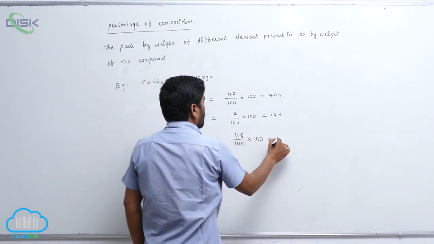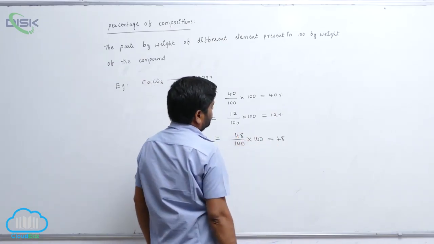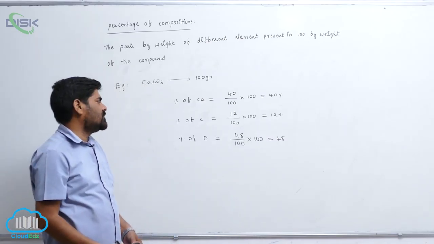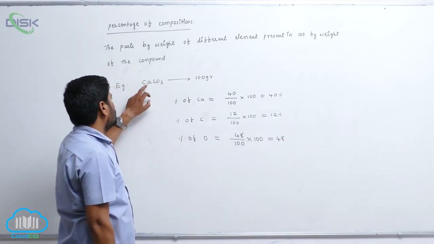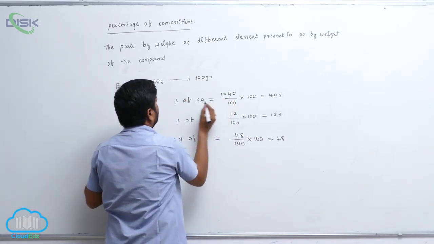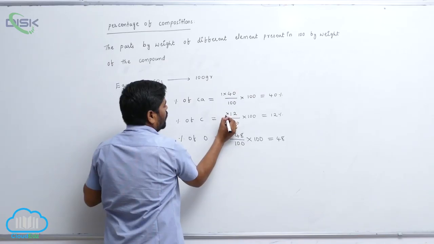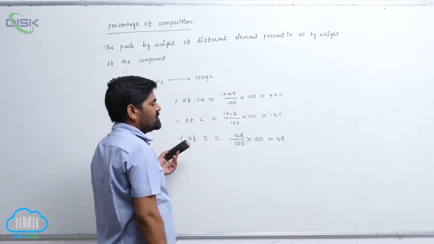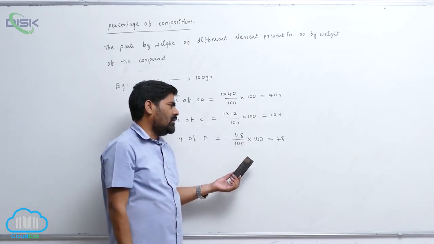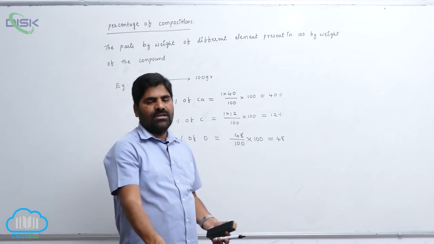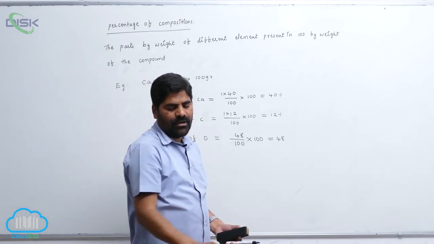So therefore, number of atoms: how many atoms of calcium? 1 atom, so into 1. How many carbon atoms? Into 1. How many oxygen atoms? 3. So 16 into 3 is 48. Okay, so this is the first one: percentage of an element is calculated.